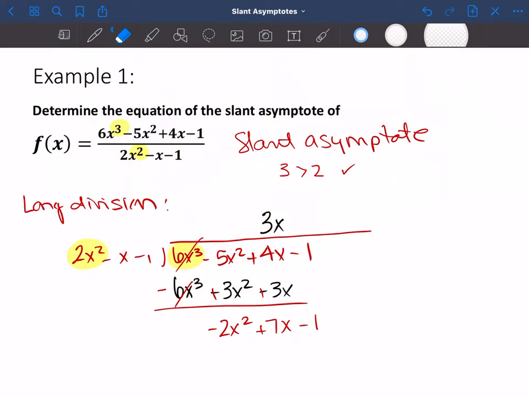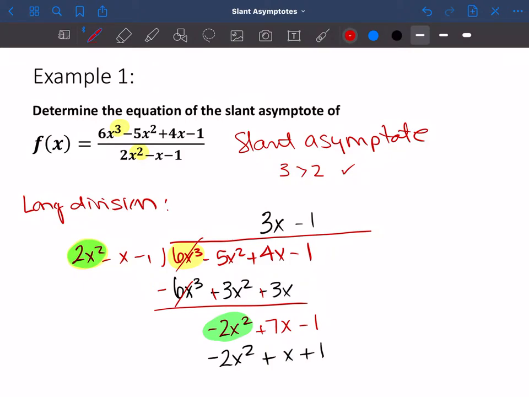Now we want to look at this 2x squared, and we're going to have to multiply times 2x squared to make a negative 2x. So that's going to be negative 1. So let's multiply. We get negative 2x squared plus x plus 1.